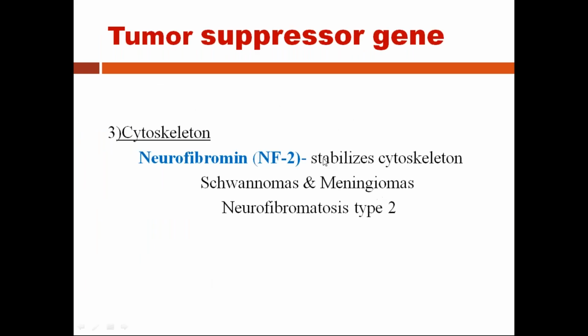Okay. Next, cytoskeleton. So we have neurofibromin 2. Its normal function is that it stabilizes the cytoskeleton. So this function gets lost when the gene gets mutated. That is seen in case of schwannomas, the tumor arising from the Schwann cells, and meningiomas, tumor arising from meninges, and also in neurofibromatosis type 2. About this condition we will teach you in soft tissue tumors.